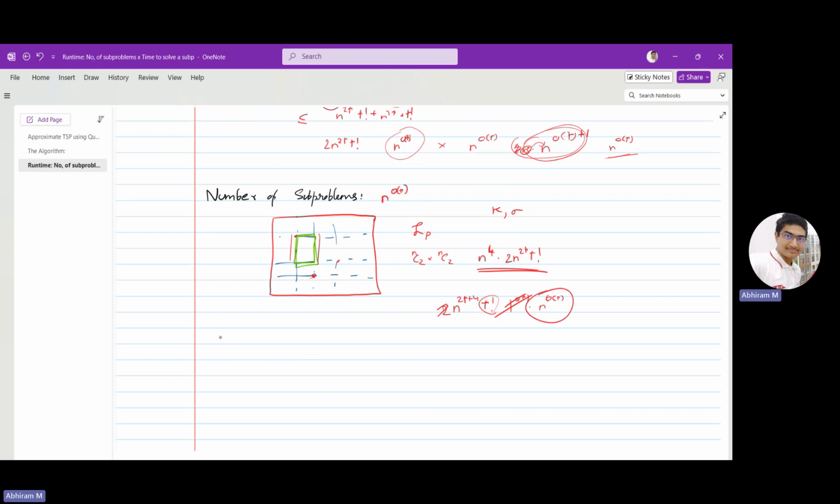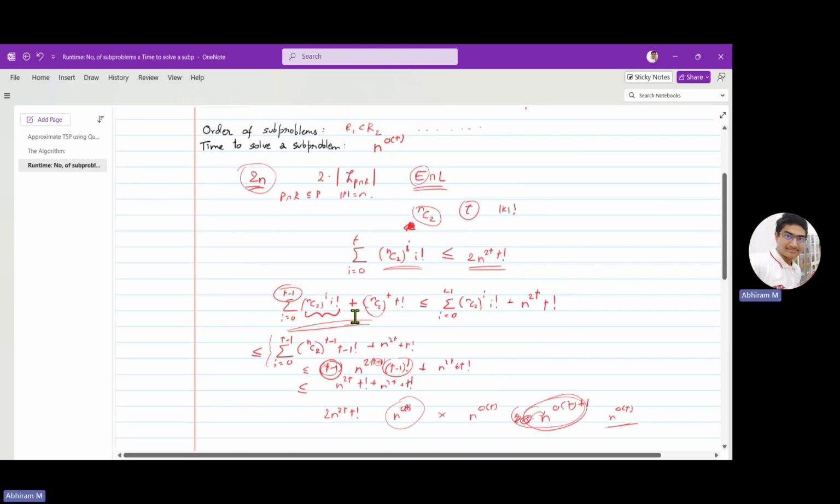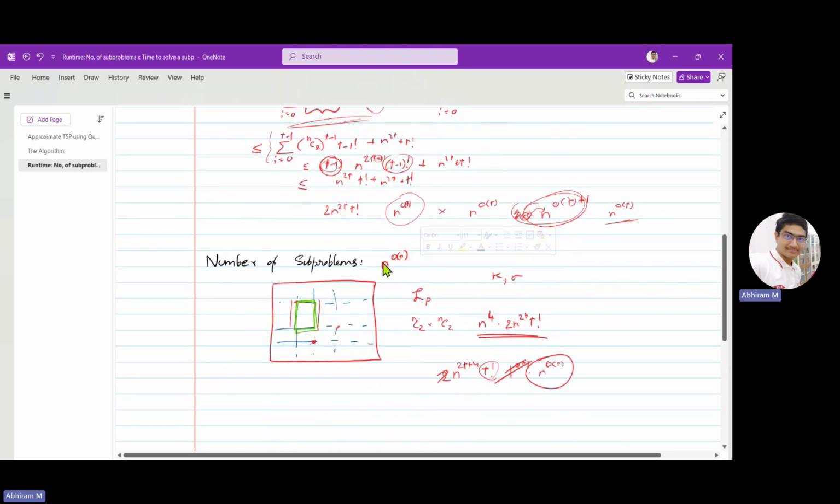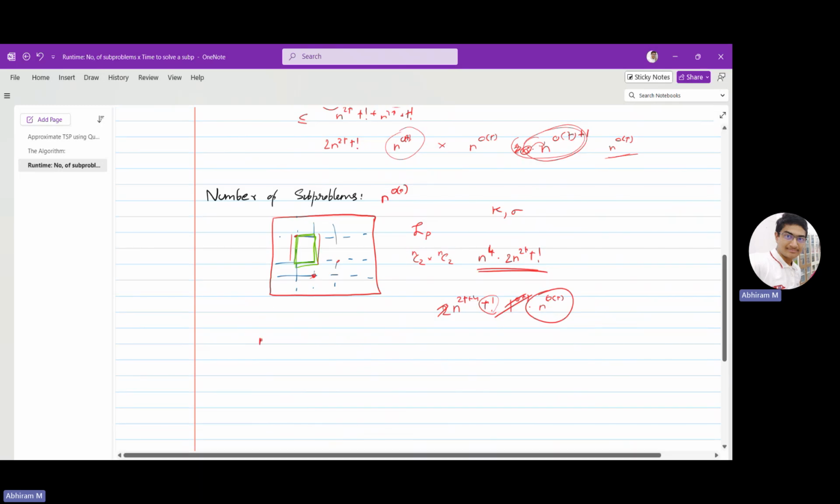So now the total running time is what did we say it was? Number of subproblems times time to solve the problem. So it is n to the power O of t times n to the power O of t, which is, what is O of t plus O of t? A basic course in complexity theory will tell you that it is in fact O of t. So this is the running time for our algorithm.